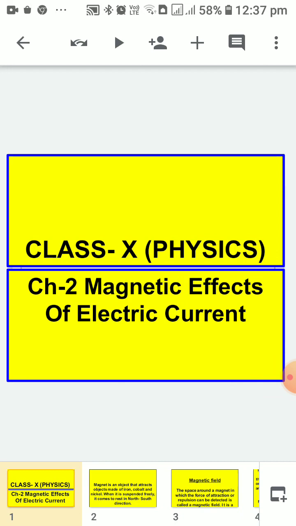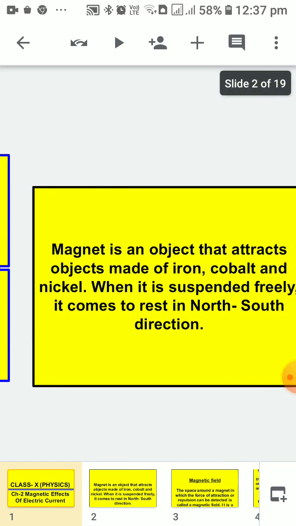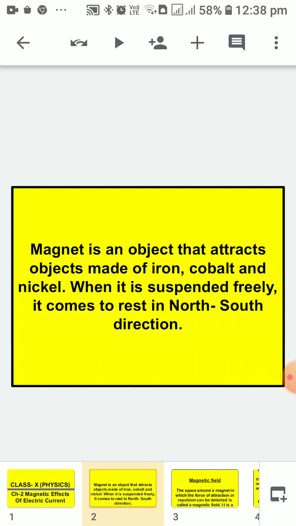This is the physics video for 10th class, chapter number 2, magnetic effects of electric current. You will learn about magnet and its properties and the current which is produced due to the action of magnet. What is a magnet actually? A magnet is an object that attracts objects made of iron, cobalt and nickel. When it is suspended freely, it comes to rest in north to south direction.